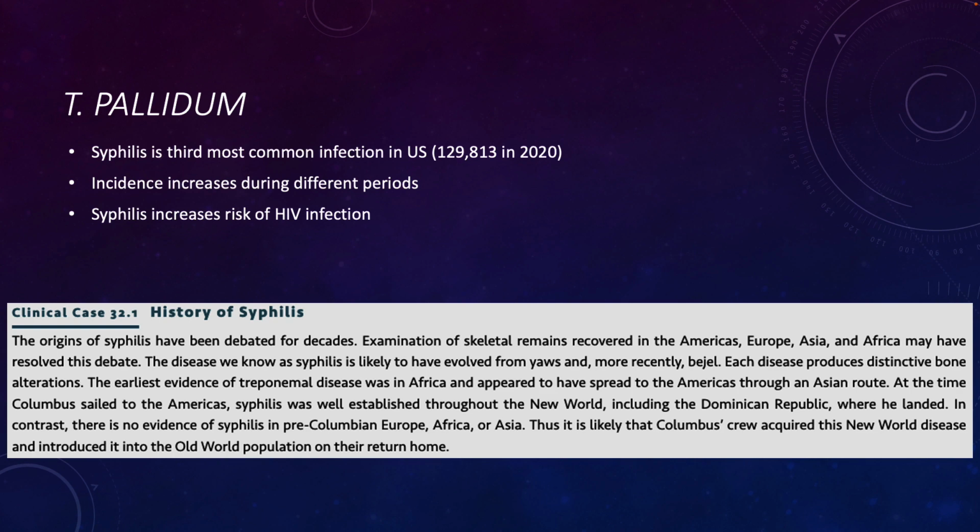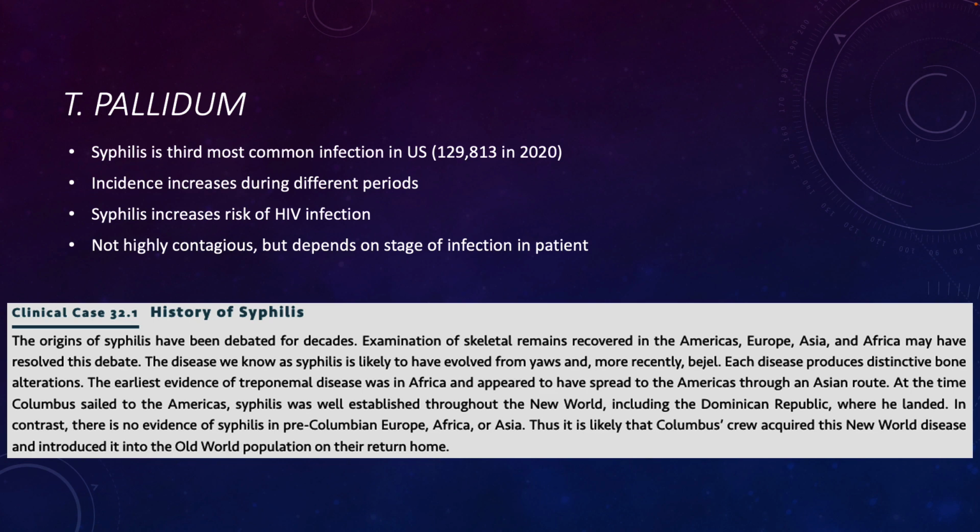Syphilis can increase the risk of HIV infection because it can cause lesions either on the penis or inside the vagina, which can allow the virus to get in. It isn't terribly contagious, but that does depend on the stage of infection in the patient.